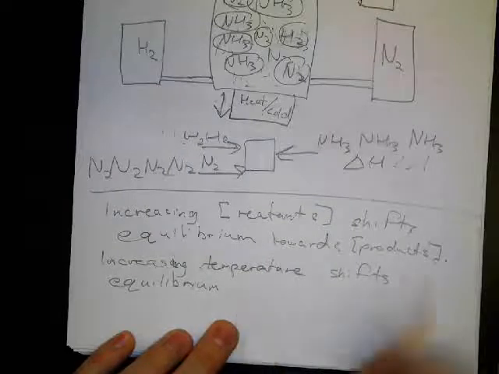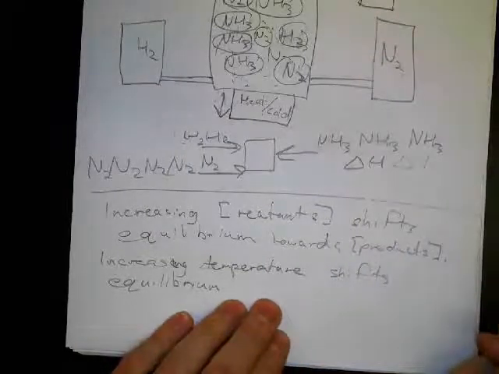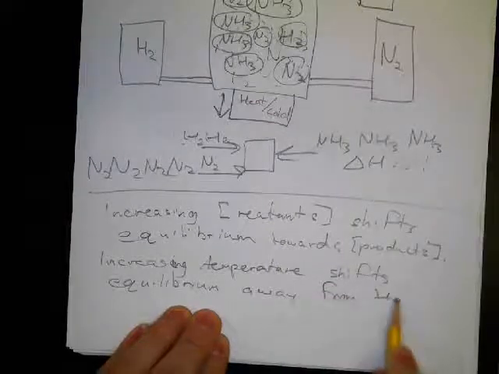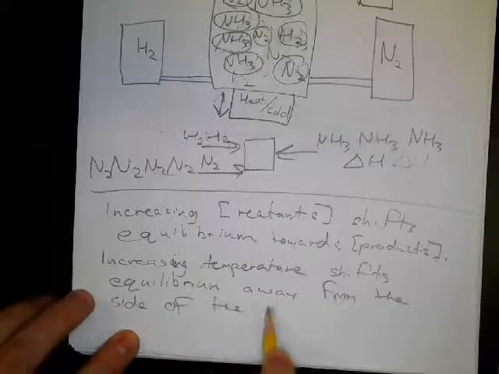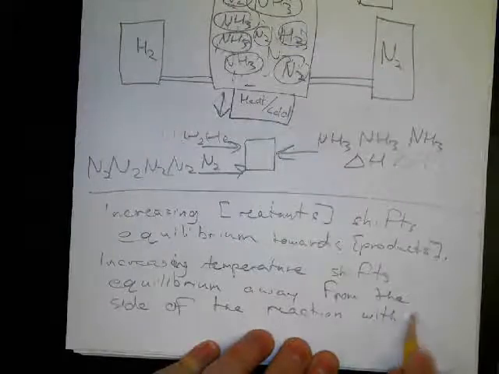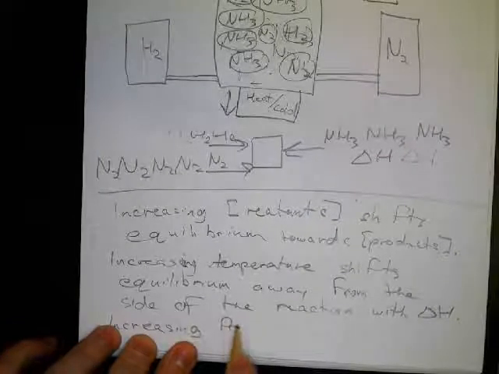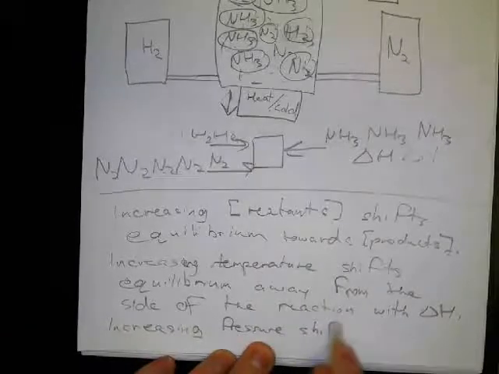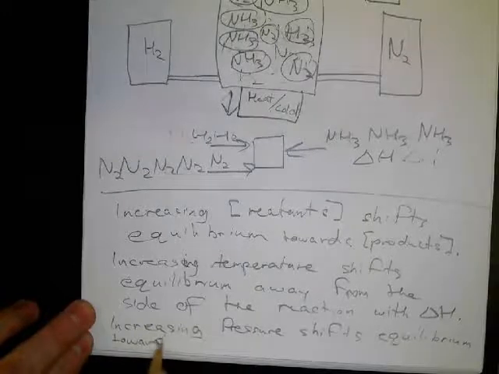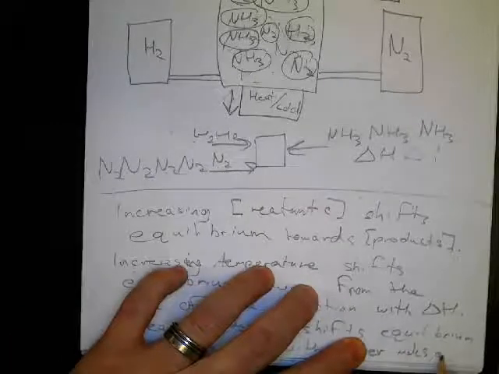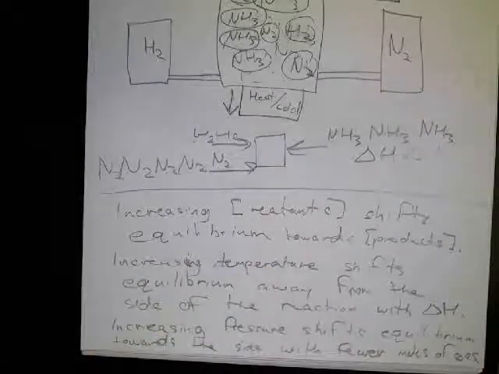shifts equilibrium away from the side of the reaction with the delta H, and increasing pressure shifts equilibrium towards the side with fewer moles of gas. And I ran out of space there, so I apologize for my small writing at the end.